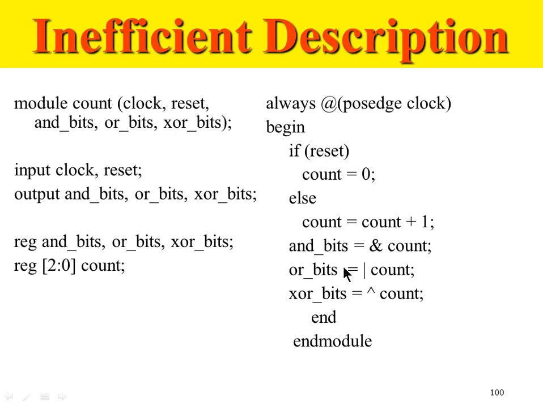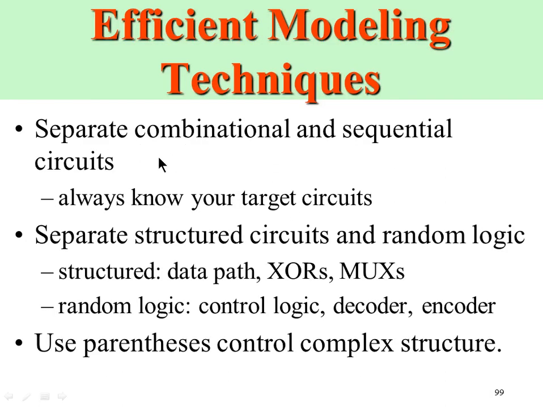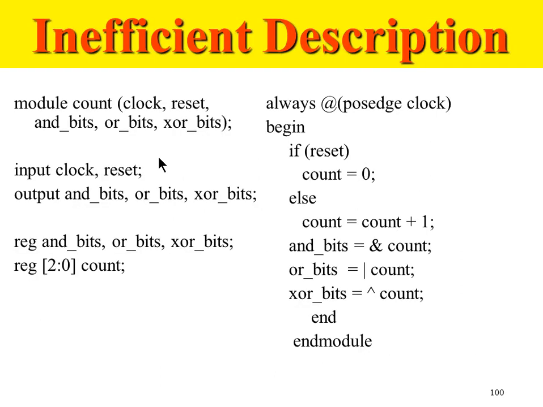So this section is made up of sequential circuit of flip-flops. AND bits, OR bits, XOR bits are basically AND gates. Unary reduction AND operator means successive ANDing of bits, or successive ORing of bits, or successive XORing of bits. So ANDing, ORing or XORing is part of combinational circuits. AND gate, OR gate, XOR gate: basic gates are part of combinational circuits. So this section is part of combinational logic, and this section is part of sequential logic. Sequential and combinational are combined into one always block, no, as per guideline number one. So inefficient. Go to next slide.